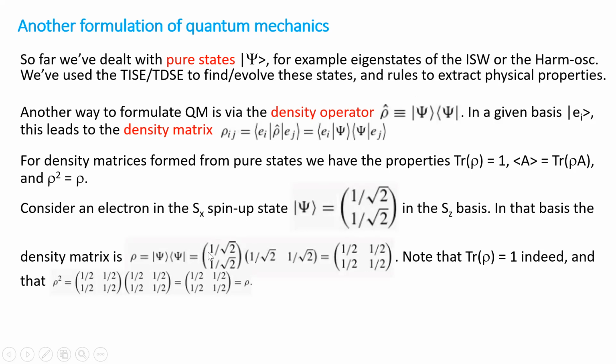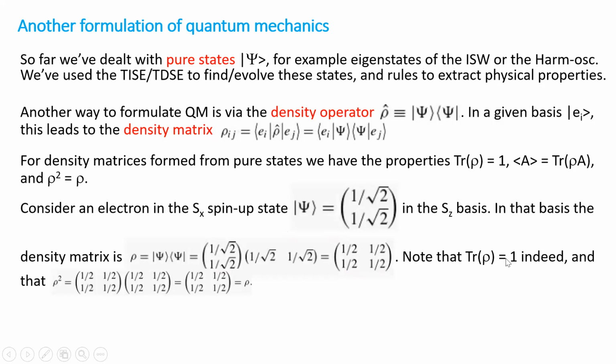So that would be the column vector (1/√2, 1/√2) times the row vector (1/√2, 1/√2). That gives a matrix, which would be 1/2, 1/2, 1/2, 1/2. So that would be the density matrix associated with this S_x spin up state, the pure state.